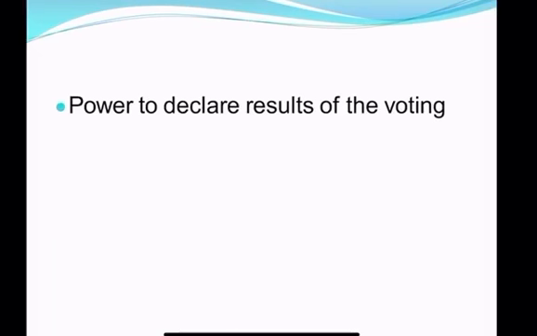Then, power to declare results of voting. The chairman has a power to decide whether a proxy is good or bad. Chairman's decision disallowing of votes is conclusive. Chairman has power to give ruling on the matters of dispute. The chairman has power to announce the decision of the meeting, which shall be considered to be conclusive.